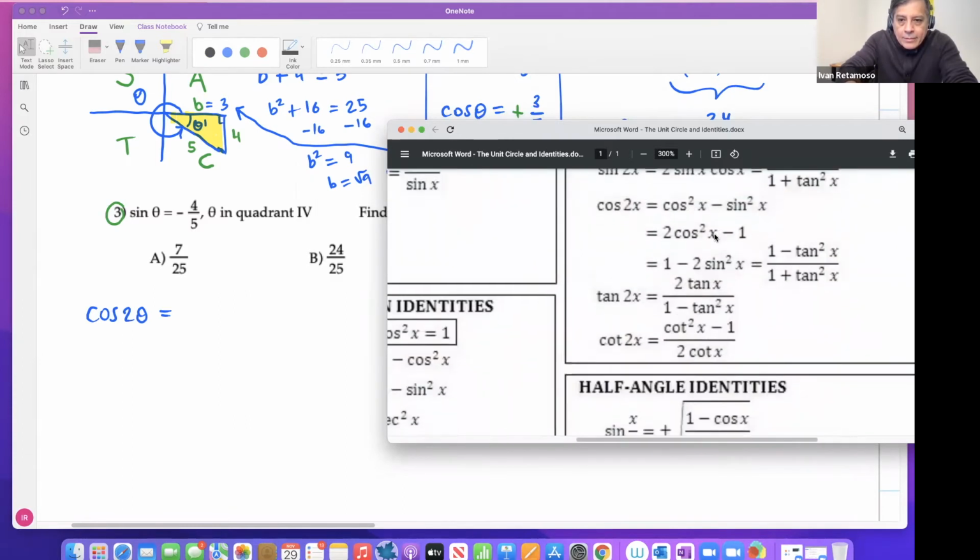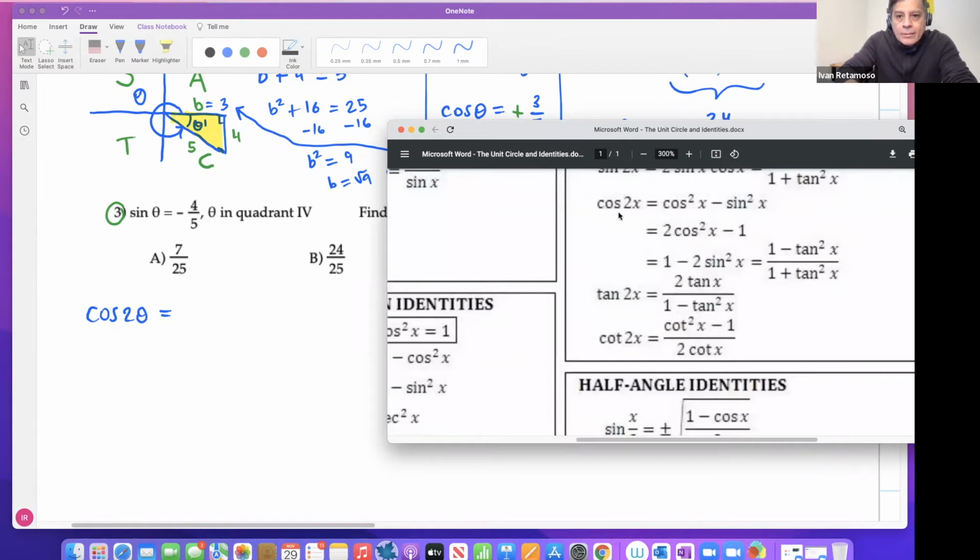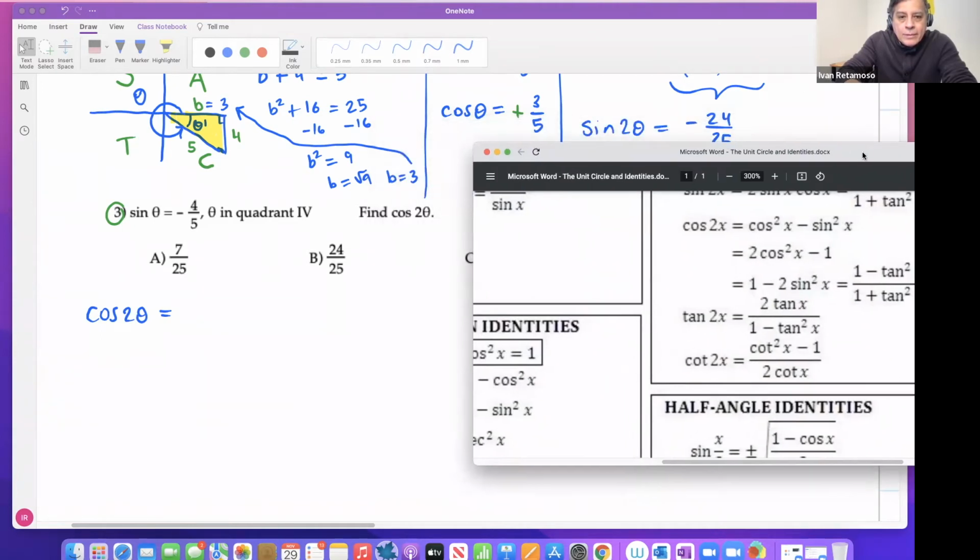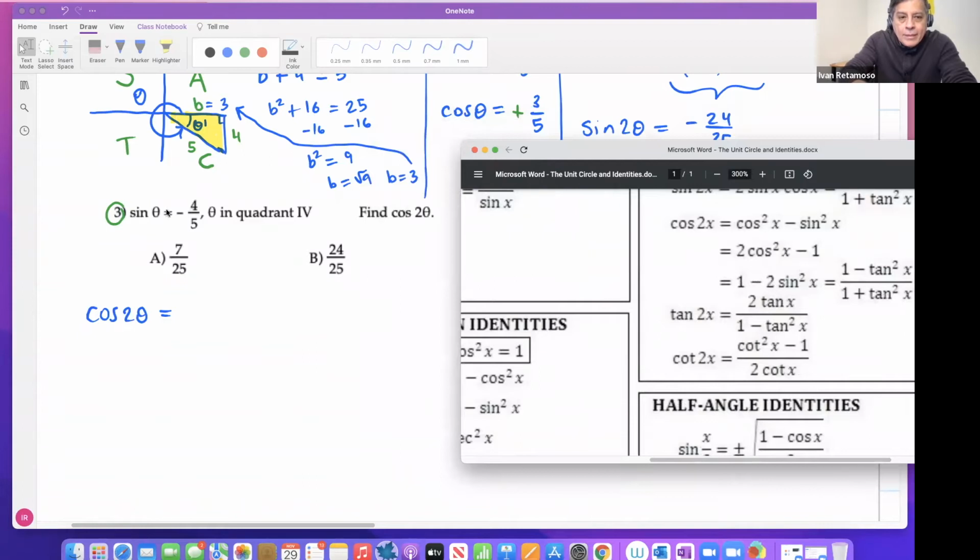You see the 3 forms here. Cosine of 2x equals cosine squared of x minus sine squared of x; cosine of 2x equals 2 cosine squared minus 1; and cosine of 2x equals 1 minus 2 sine squared. Which one do you think we should use for this? We are looking for cosine, but we are given only sine. So out of these three, which one should we use? The first one, the second one, or the third one?